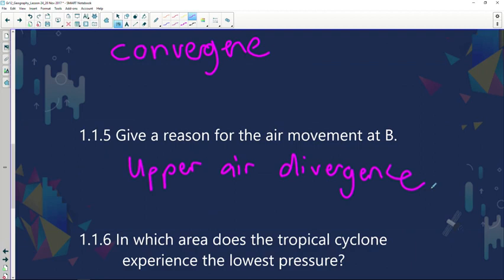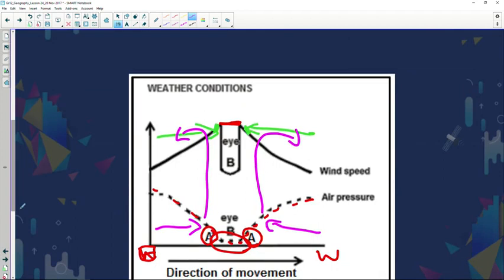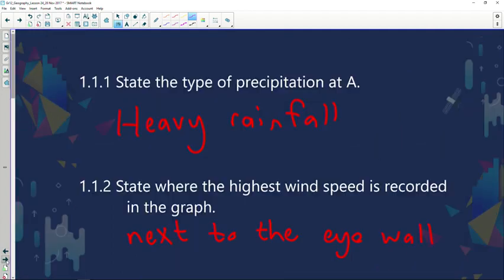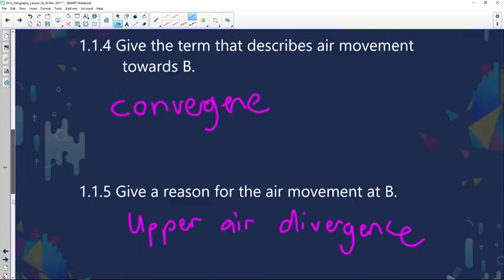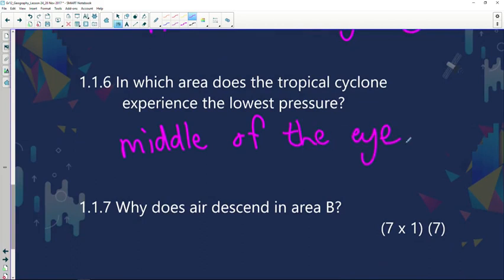Now, in which area does the tropical cyclone experience the lowest pressure? And that's quite an easy reading from your graph, as you can see, the lowest pressure is experienced at the center of the eye. We can just write the correct answer over here, right in the middle of the eye, or the middle of the tropical cyclone.